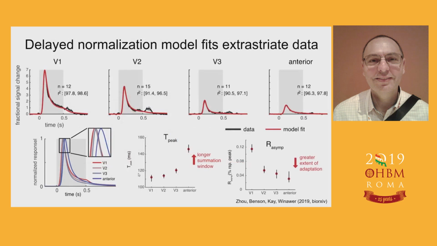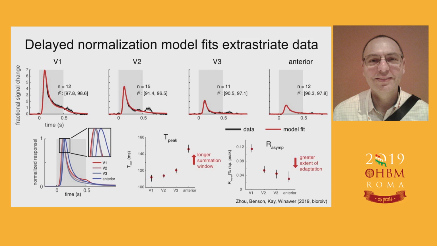So that was V1. It also does a good job in later visual areas, V2, V3, and anterior maps. You can see that on the top row, we aggregated the anterior maps because we didn't have many channels from each separate map. And on the bottom, if you plot them together, you can see slight increases in the timing from V1 to V3, and then a larger increase in the anterior maps reflected down here in the middle plot on the bottom quantitatively. And in agreement with the fMRI data, you can also see a greater extent of adaptation in the later visual areas compared to the early ones.